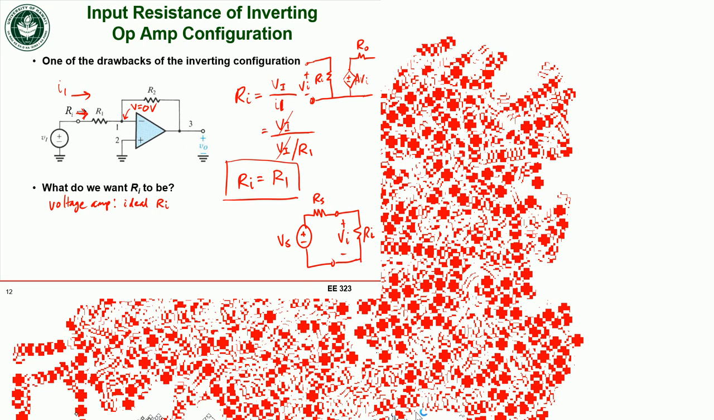So my ideal input resistance is not 0. It's probably the other extreme. So what if RI is infinite? What is VI in terms of VS? Yes. So that's what I want. I want my input voltage to be equal to my source voltage, no matter what the value of that source resistance is. Okay, so the ideal input resistance.